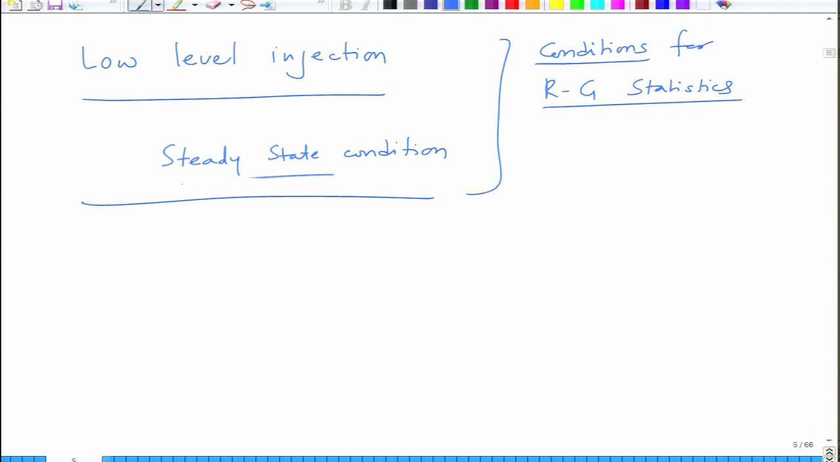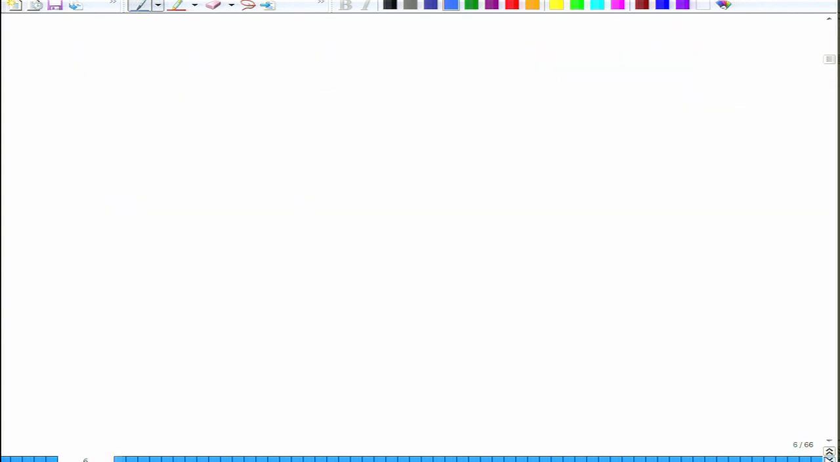Now let us first see what we mean by recombination here. Let's say we have a semiconductor which has initial concentrations of N naught and P naught. You can also write it as if it's an N-type semiconductor. So let's say it's a case of an N-type semiconductor.